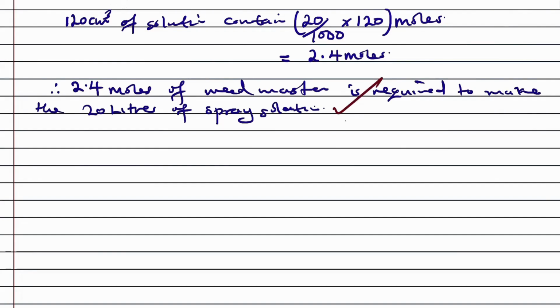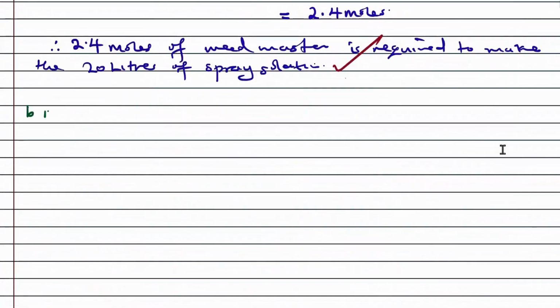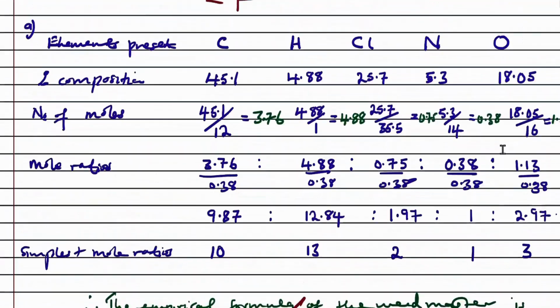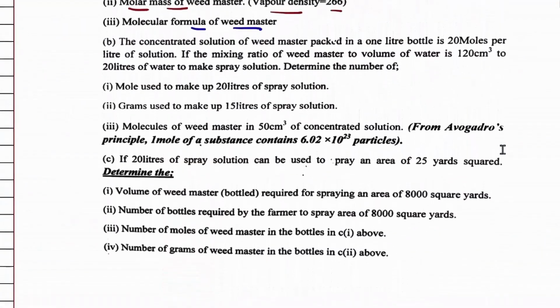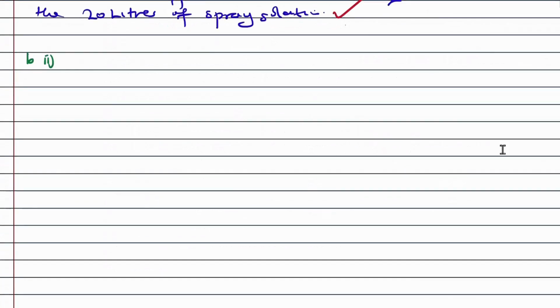Then we can proceed to Roman numeral 2 of our part B. What does it want us to calculate? It says determine the grams used to make up 15 liters of spray solution. Remember they told us 120 cubic centimeters of concentrated Weedmaster solution is required to make the 20 liters of spray solution. Then let us first get the number of moles required to make the 15 liters of spray solution. Thereafter we shall use it to determine its mass.